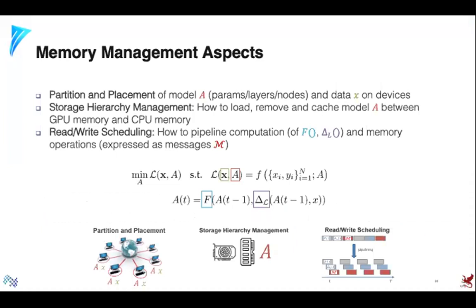That's storage hierarchy management. And finally, how do we pipeline computation of updates and aggregations with different memory operations, which are expressed as messages M? Noting that this is at a finer granularity than the bridging models. Bridging models, which we talked about earlier, are kind of concerned with a coarse-grain ordering of computation versus network operations. So here we're concerned about the finer-grain ordering of very individual calculations in a deep learning backpropagation algorithm versus the memory operations to store and load different parameters in and out of GPU memory.